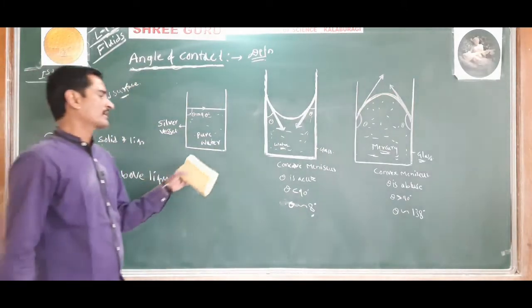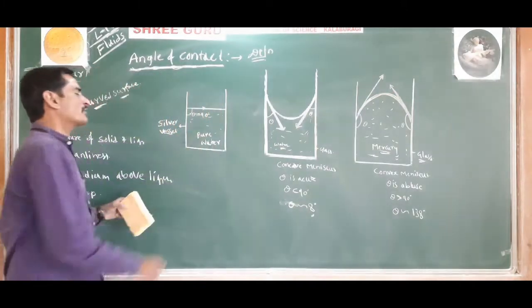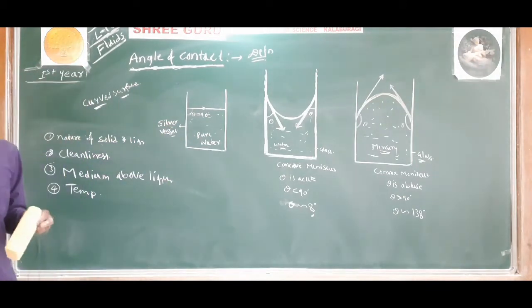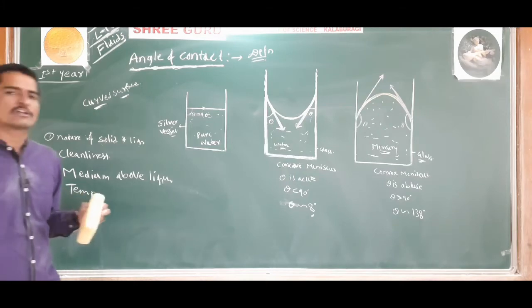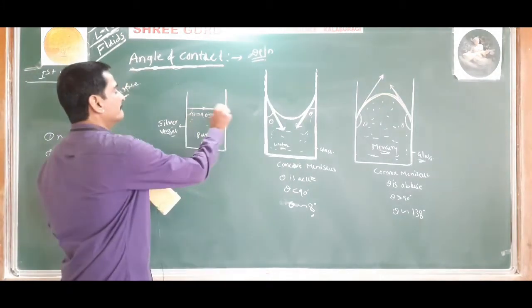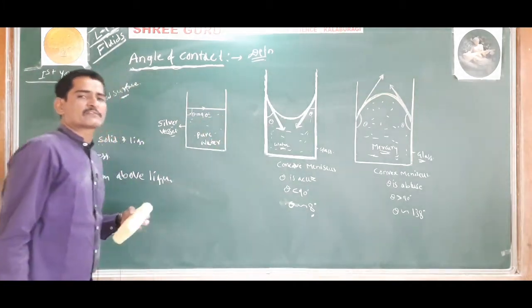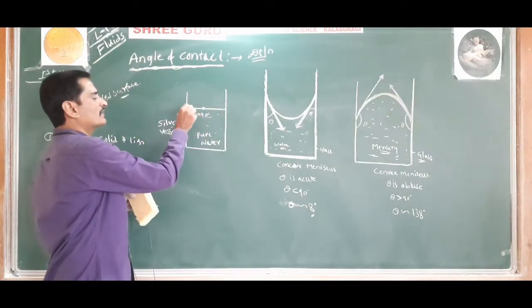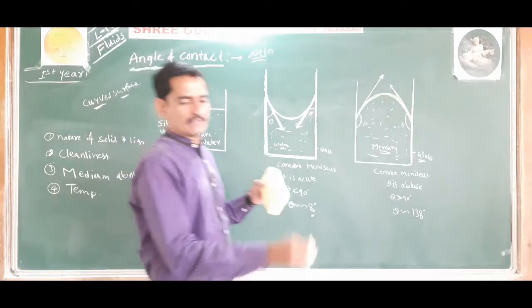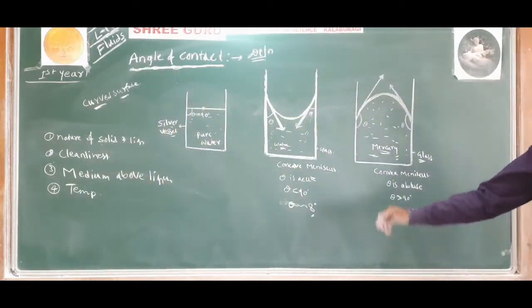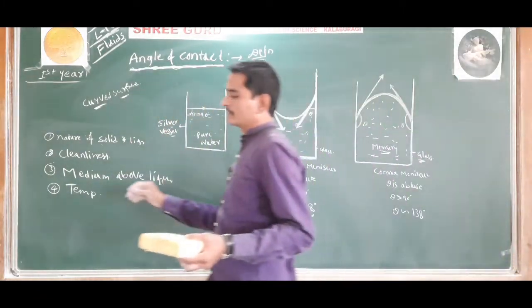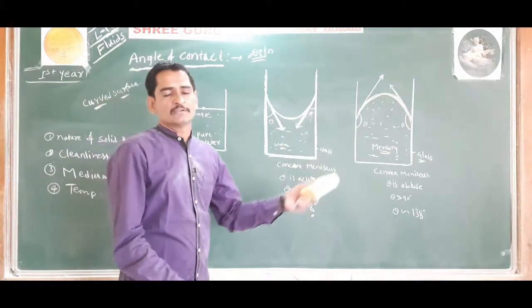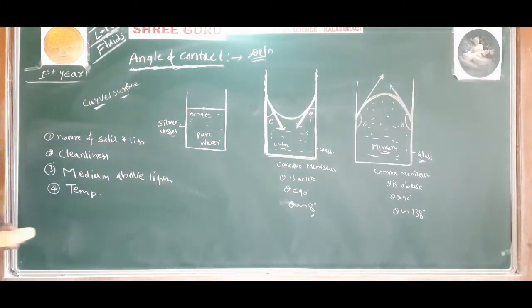Understood? Okay. So now, when pure water is brought in contact with a pure silver vessel, the free surface of the water will be a plane, that is, the angle of contact will be 90 degrees. Understood? So this is the concept of angle of contact. Okay, so now the next concept.